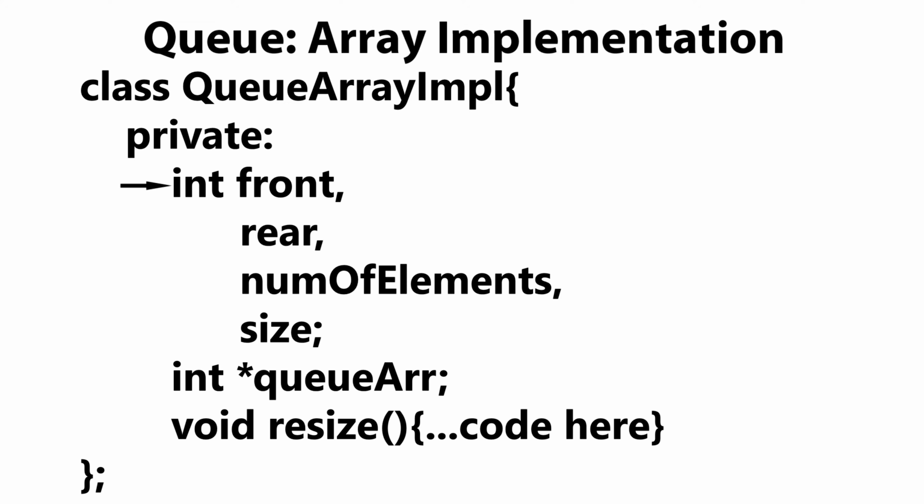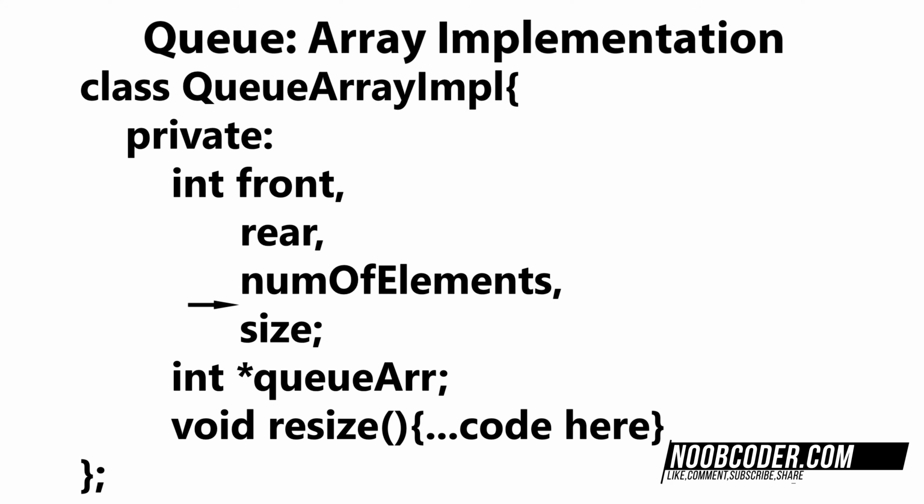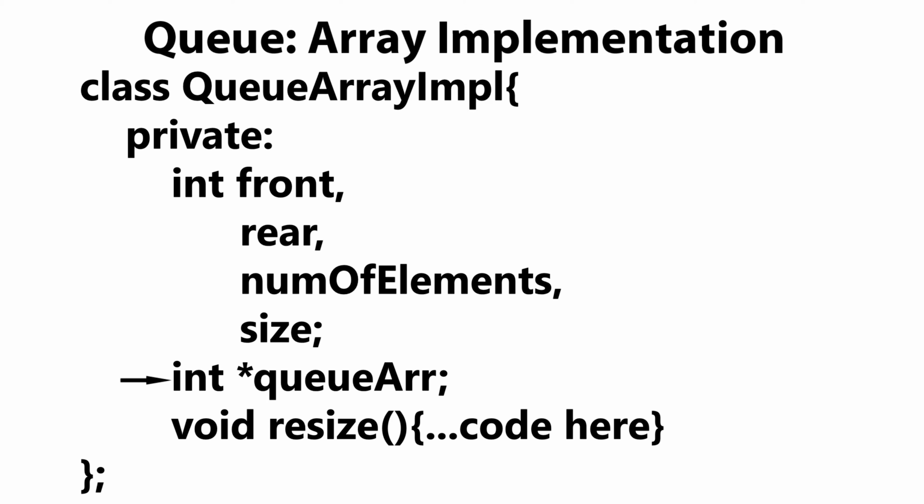So front is going to be the index of the front of the queue. Rear is going to be the index of the rear of the queue. Number of elements is going to be the number of elements within our queue, and size is going to be the size of our queue. And here we have our queue array, and we're just going to use this to dynamically create our array.